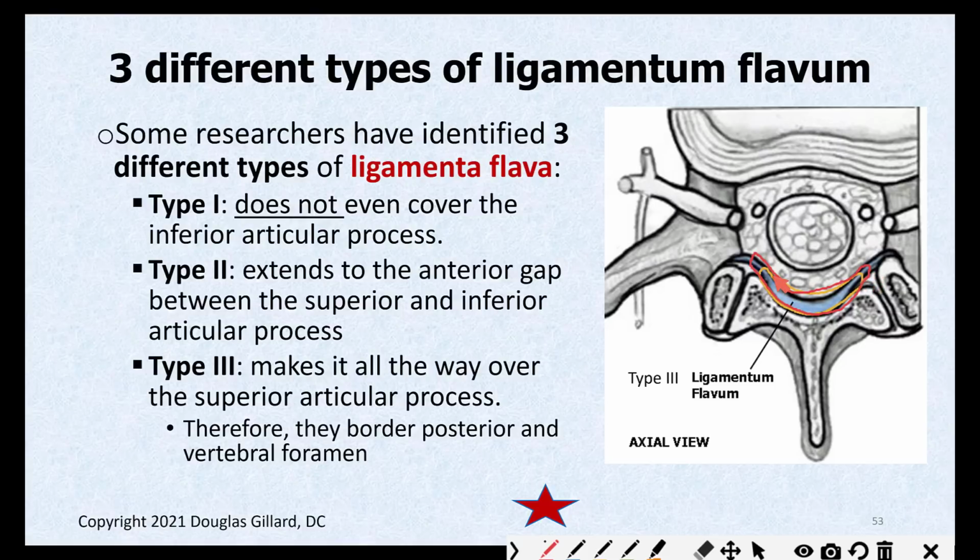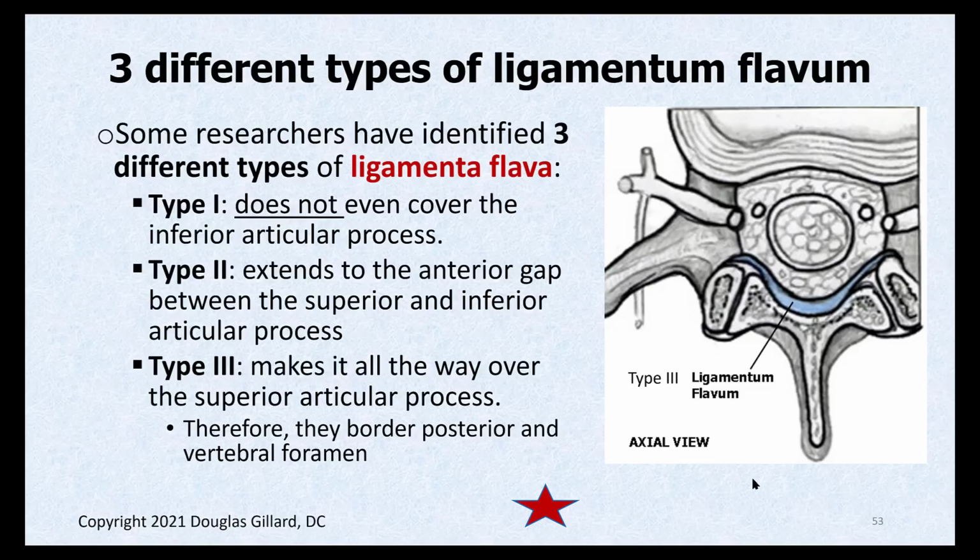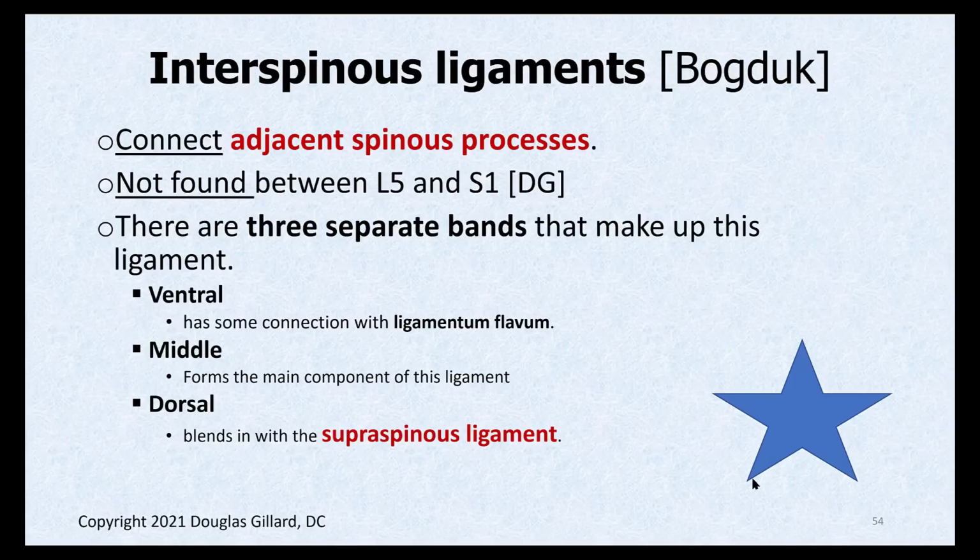I see this one. And type 3, let's make it blue. Type 3 would extend like this one, all the way over, completely crossing the facet joint. Right, so those are the 3 types. This type 1, I don't see very much. It's kind of a difficult type of question, but nevertheless, good to know.